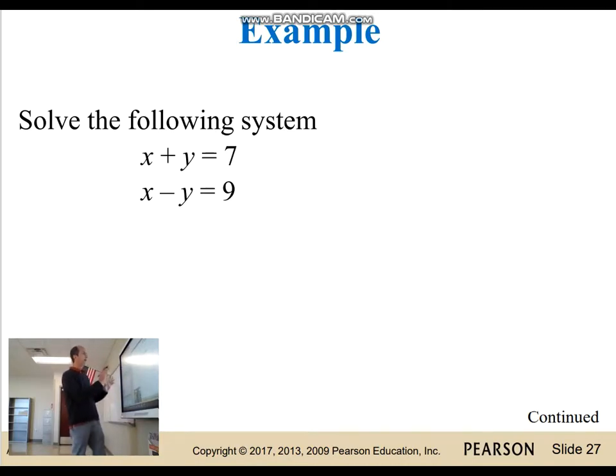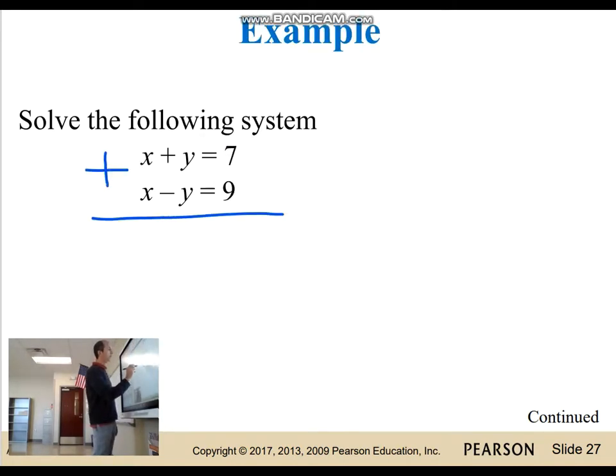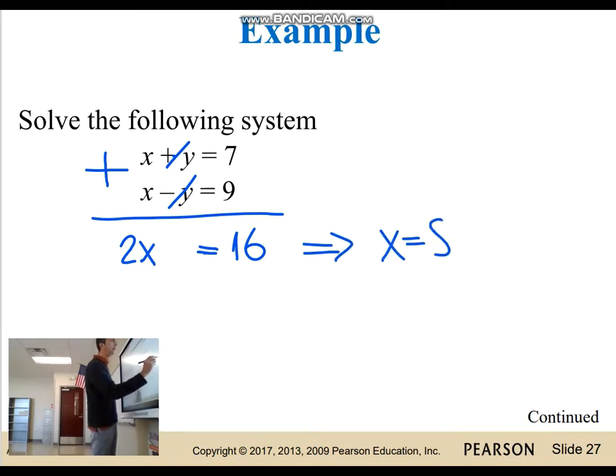Look, we have equation x plus y equals 7. We have equation x minus y equals 9. We will add both equations, and then we add x with x to x. We add positive y with negative y, 0. We add 7 and 9, 16. Now we just have to divide both sides by 2, and then the answer is x equals 8, right?